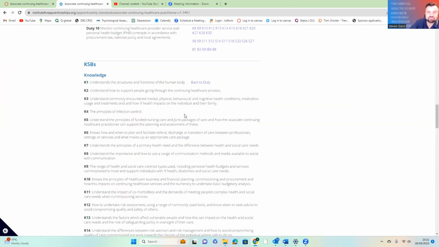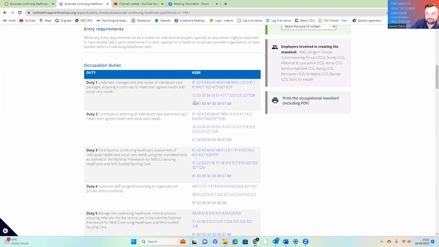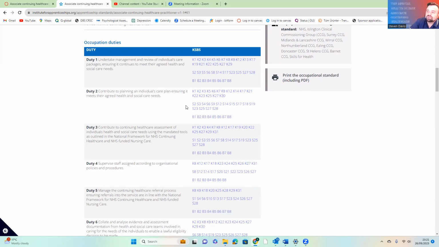So again, straight away, look, understanding the functions of the human body. So understanding anatomy and physiology, so you understand what's wrong with somebody. And again, for that anatomy and physiology, we need to understand what the right anatomy and physiology is, and then we need to understand the altered physiology. So understanding what it looks like when something goes wrong. But we'll break that down as we go through each class, so don't worry about that. Duty 2 looks at contributing to planning for the individual's care plan, ensuring it meets the agreed health and social care needs.